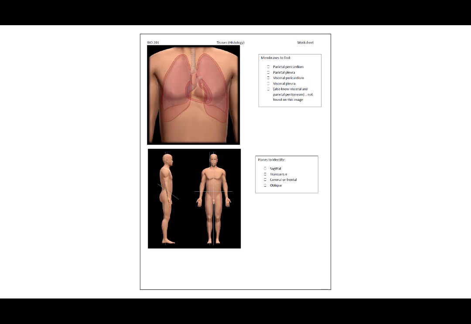Then I want you to be clear on what the terms parietal and visceral refer to. Whether we're talking about the pericardium, meaning around the heart, or the pleura, meaning around the lungs, each one of those has 2 layers. So the layer around the heart, that's the one on the surface closest to the heart, touching it, is going to be your visceral pericardium. And then the layer that is more outside of that is going to be your parietal pericardium.